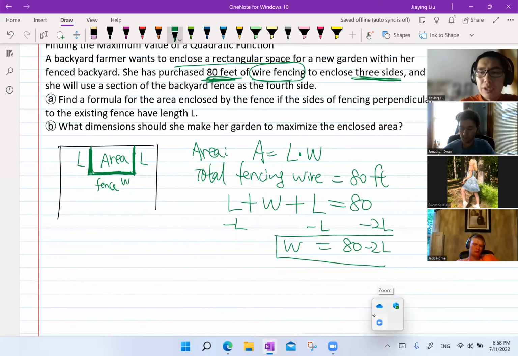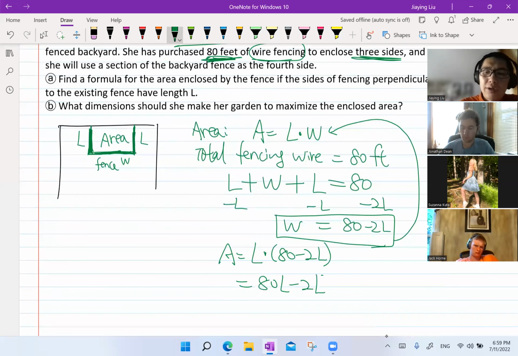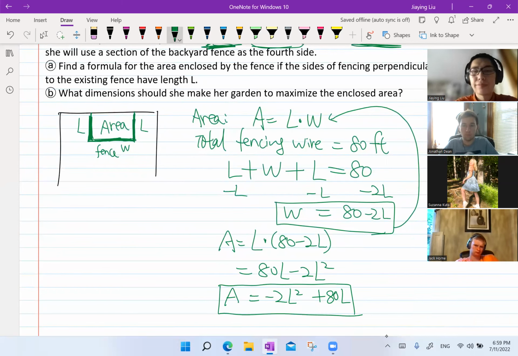And this is a good thing because we can take this expression and substitute for W in the area formula. Then we get area equals L times 80 minus 2L. Now we have one equation with only two variables instead of three, so we get rid of one of them. That's going to be 80L minus 2L squared. Another way to write it is to bring the negative 2L squared in front and the 80L at the end. So this is the area of the rectangular space in terms of L.